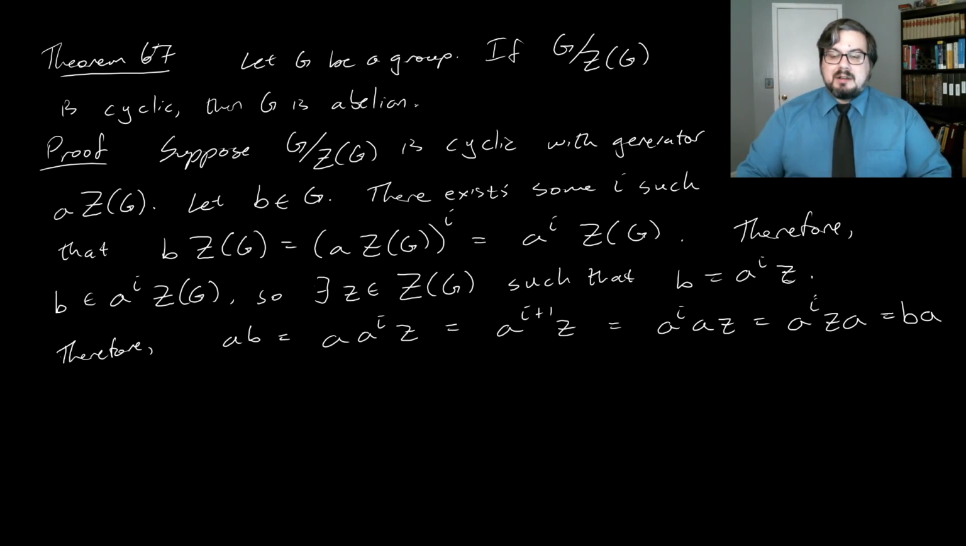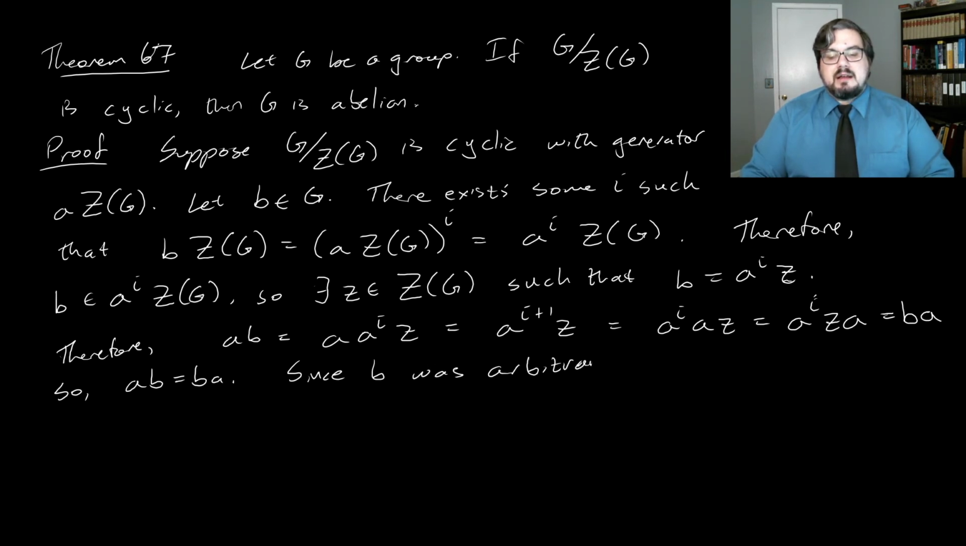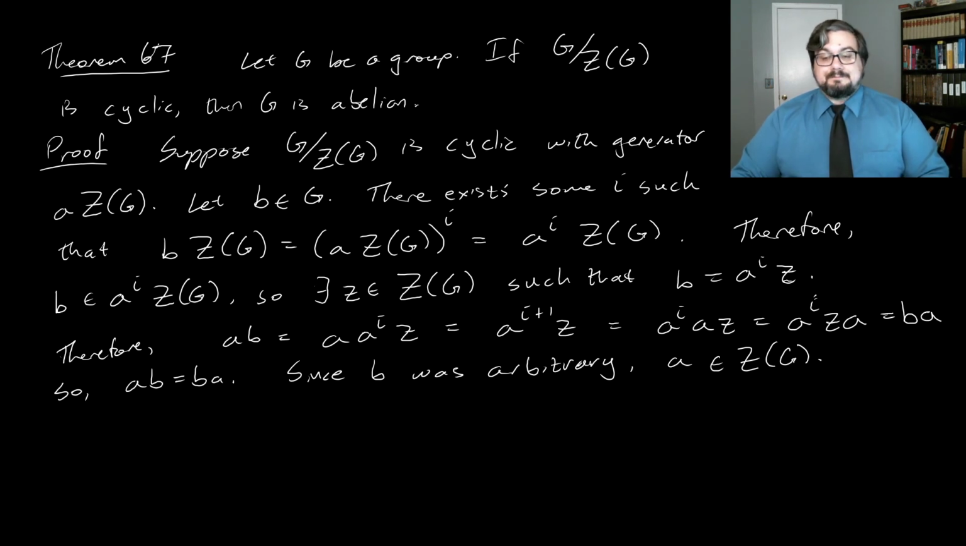So, by running through this equation and using the fact in the second to last equality that z commutes with everything, we have that ab equals ba. Now, b was arbitrary. We just let b be any element of G. This means that a commutes with it. That means that a belongs to the center.